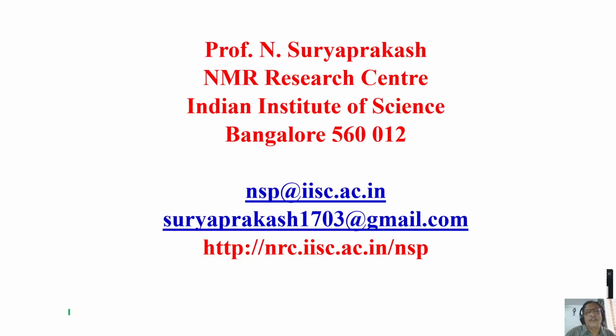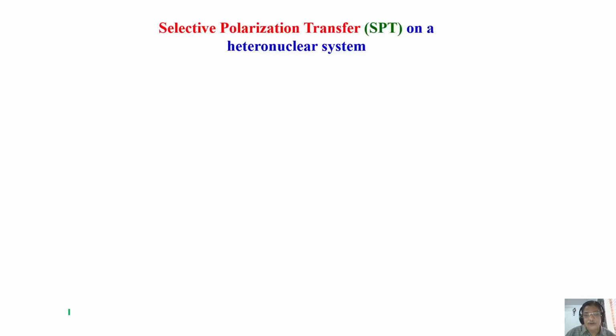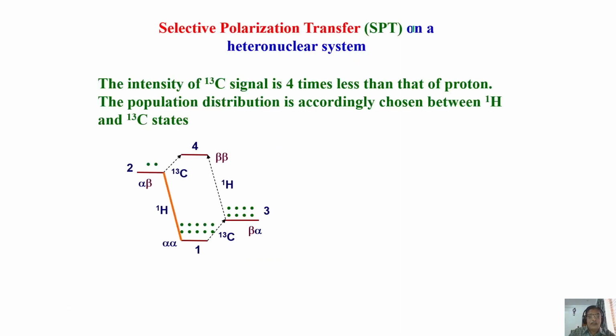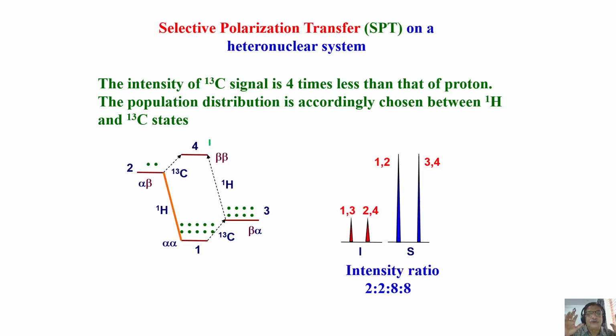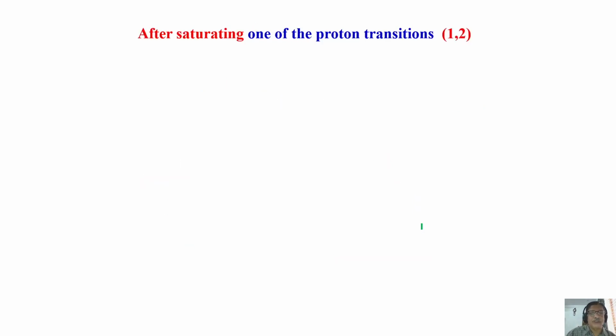There again we selectively saturated one of the signals, a selective polarization transfer, that is, saturation transfer. When we did this, we observed the following. For the purpose of understanding, we took 10 spins here, 2, 8 and 0, 0, so that the intensity ratio for 2 carbon signals and 2 proton signals in the doublet pattern remains 2:2:8:8, because the carbon gyromagnetic ratio is always much smaller compared to proton, 4 times smaller. That's why that population ratio was chosen.